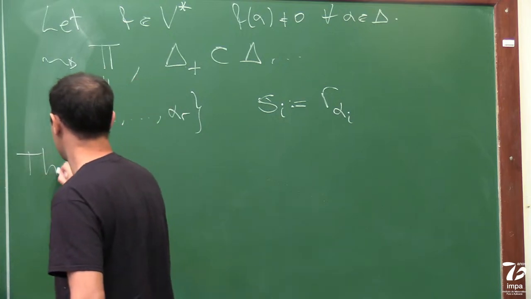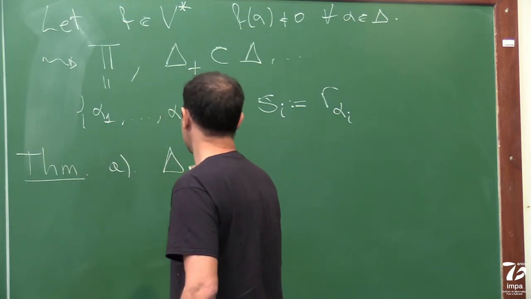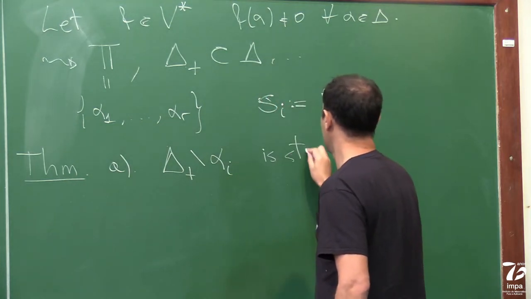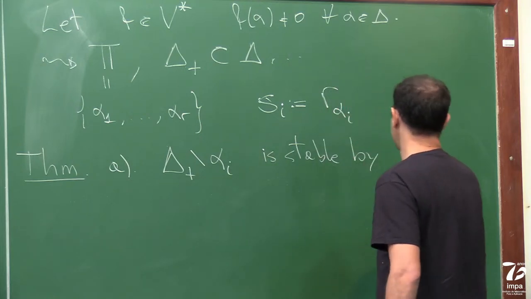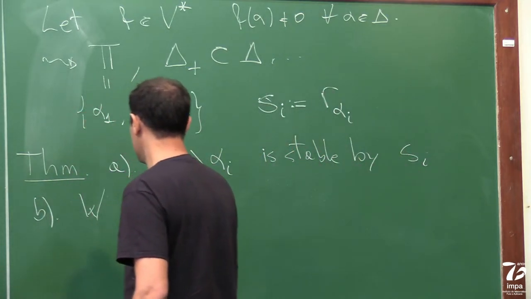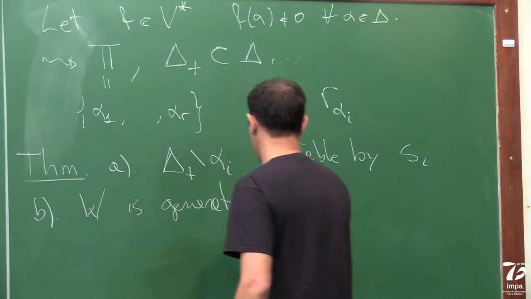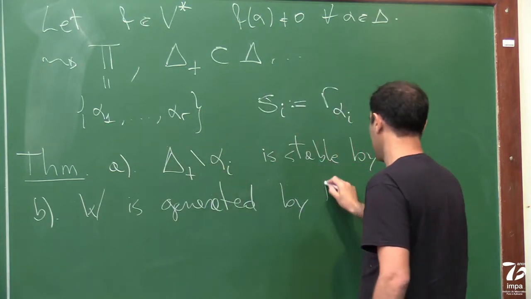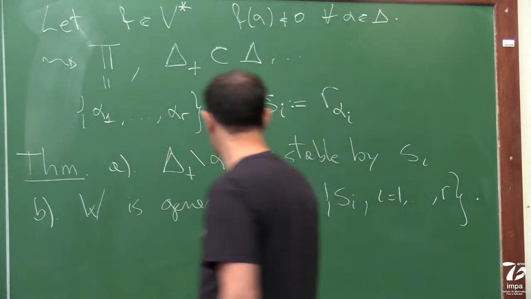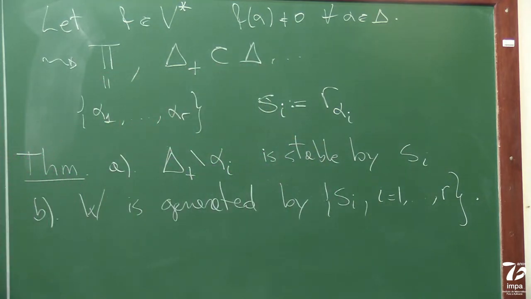So theorem. A. All of delta plus minus alpha i is stable by Si. Or B. W is generated by these simple reflections. Let's just stop there. Let's prove these.